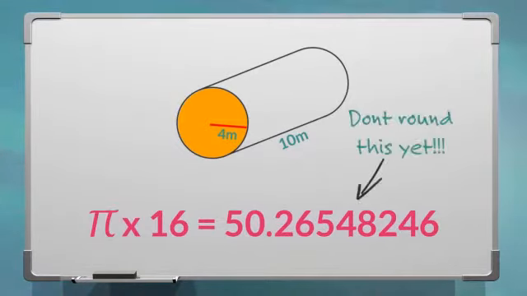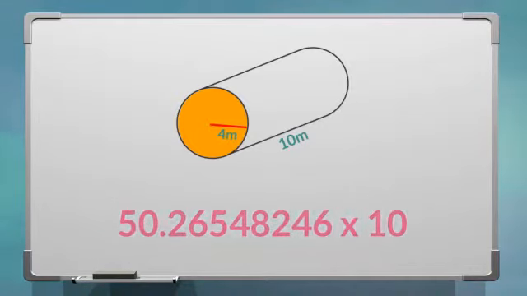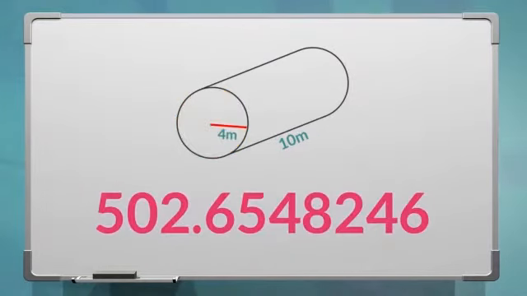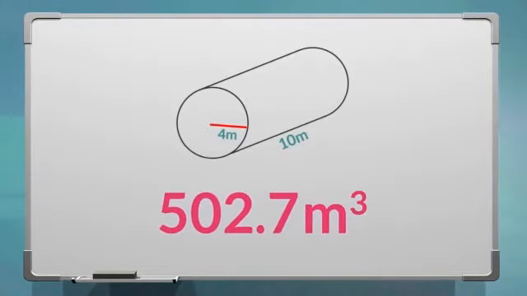50.26548246. Do not round this yet, as you will lose accuracy in the final answer, which could cost you marks. So that's the area of the cross-section. We now multiply by the length of the prism, which is 10, which gives us 502.6548246, which we can now round to something sensible. See our video on rounding if you have forgotten how to round. This gives us 502.7, and we use metres cubed for the units this time.